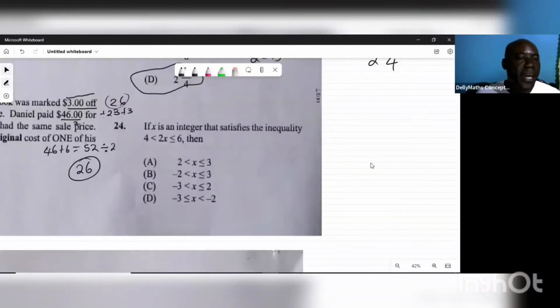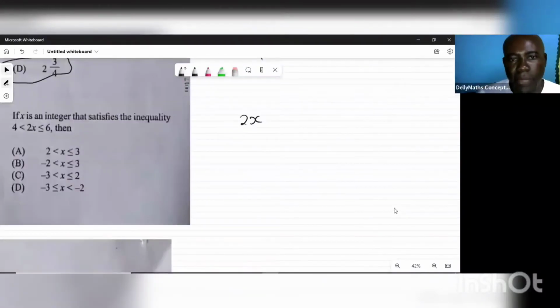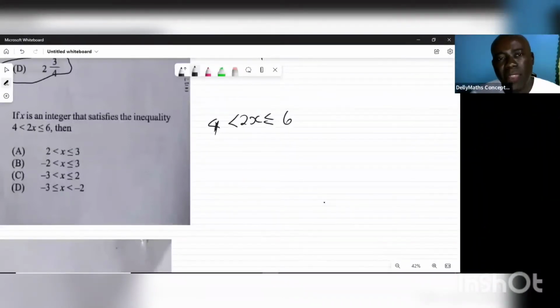Now it says if x is an interval that satisfies the inequality where, let me write it here. I'm going to put it here where 2x, let me push this to the side a little bit, right there. That's good enough. Where 2x is less than or equal to 6 or greater than 4. All right. They want to know what value is x right here. This is a regular solving of inequalities. Inequation, should say.